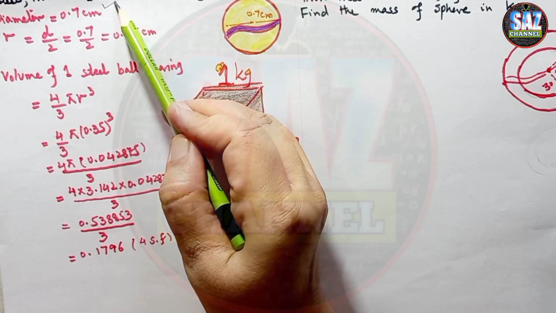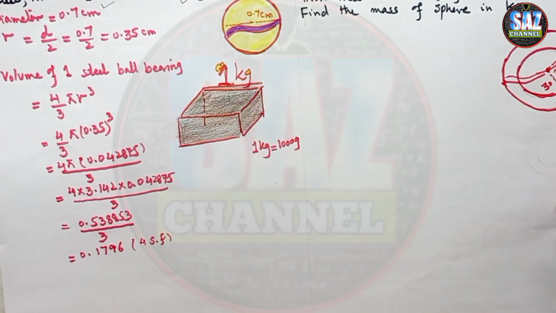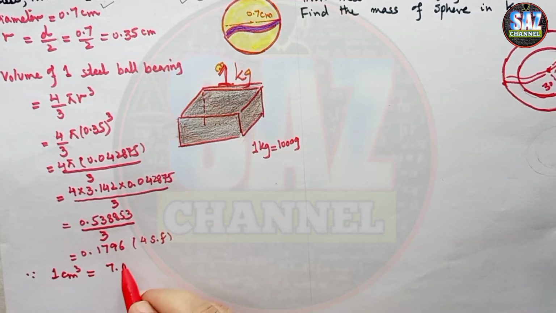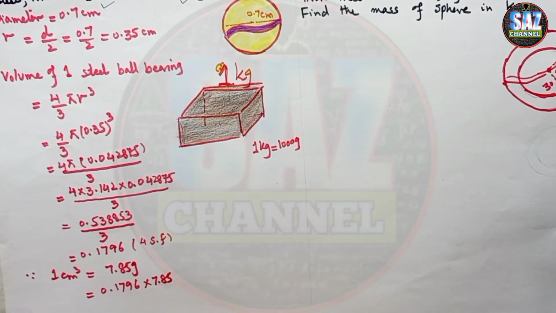As 1 centimeter cube of metal has the weight 7.85 grams, the weight of one steel ball bearing in grams will be 0.1796 multiplied by 7.85, and this gives me 1.40986986 grams.